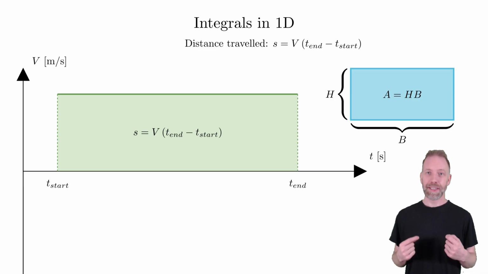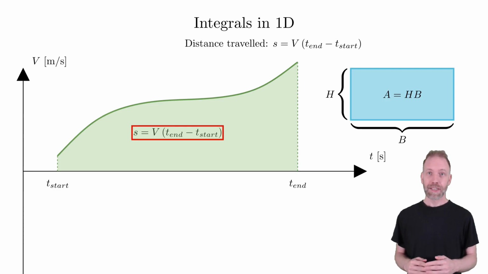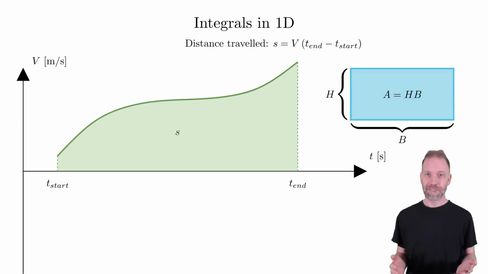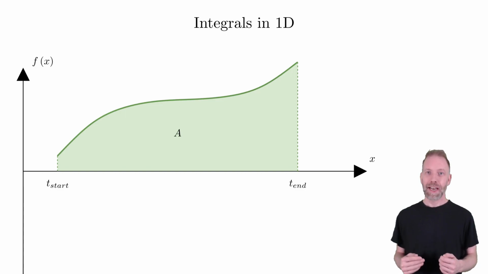The rectangle representation works if you have constant speed, but what if the speed varies with time? The key aspect of this visualization is that the representation of S as the area under the graph still works. The only question is how to calculate it, as the rectangle formula clearly does not work anymore. Let us leave the distance traveled example for a bit and simply have x on the x-axis and f of x on the y-axis. Call a start point xs and end point xe, and assume that we want to calculate the green area A.